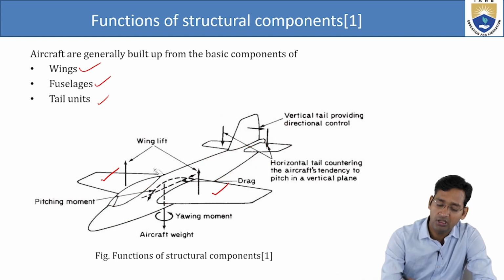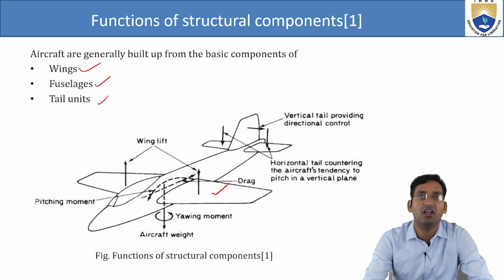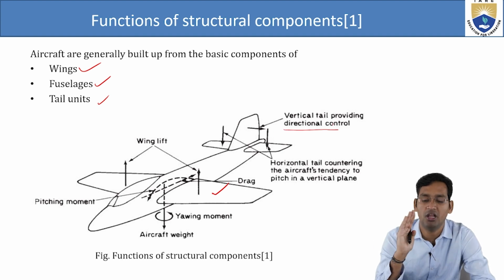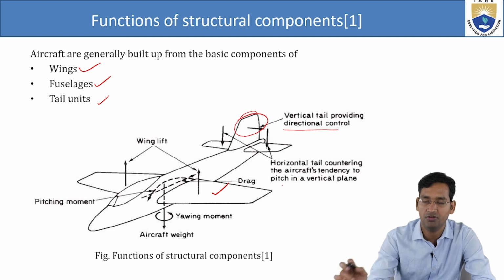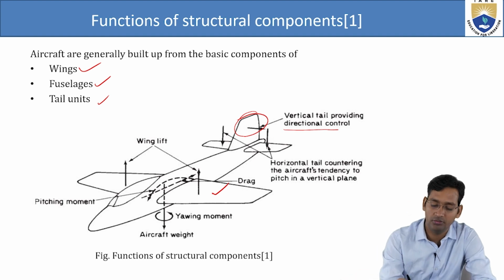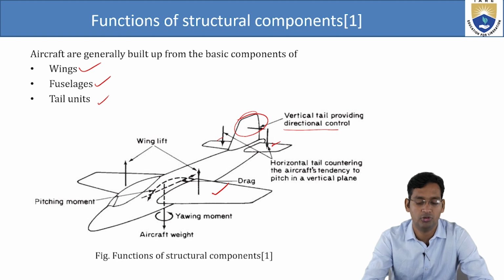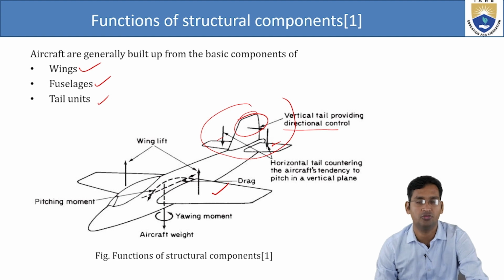The rear part, the tail unit, is mostly the control surface. This is the vertical one. The vertical tail provides directional control. If you want to move left or right, that can be done by the vertical one. The horizontal tail counters the aircraft's tendency to pitch in a vertical plane, so it moves up and down. This controls the movement up and down. That's why these are generally called control surfaces, because with them we can control the aircraft.